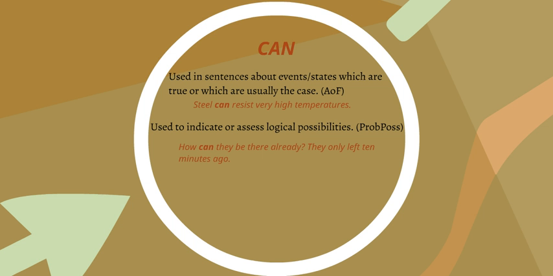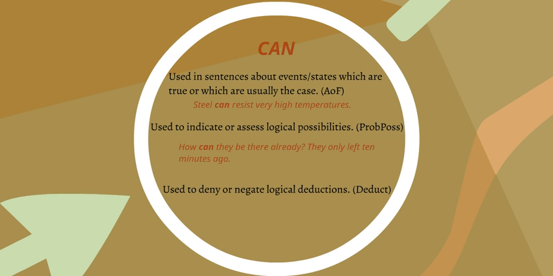How is it logically possible that they are where they're supposed to be if they left 10 minutes ago, and it normally takes more than 10 minutes to get there? So this person is questioning that possibility. Can means that something is most likely logically possible. Can't means that something is most likely logically not possible.